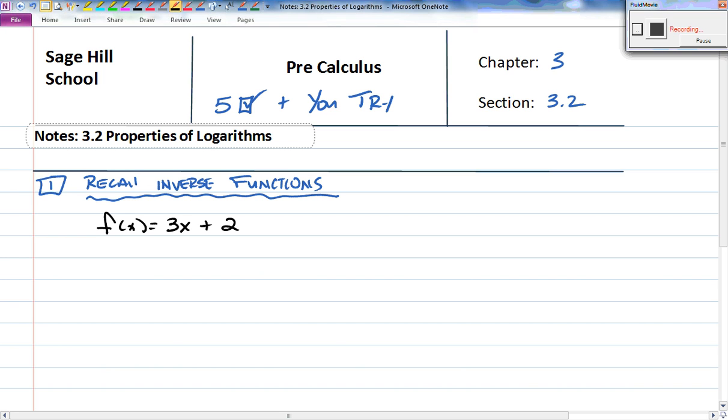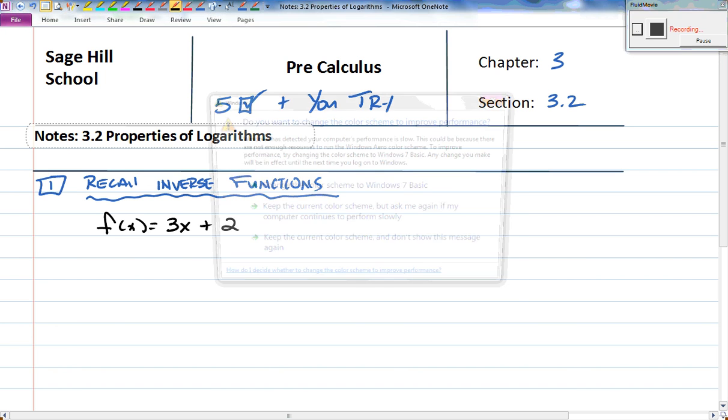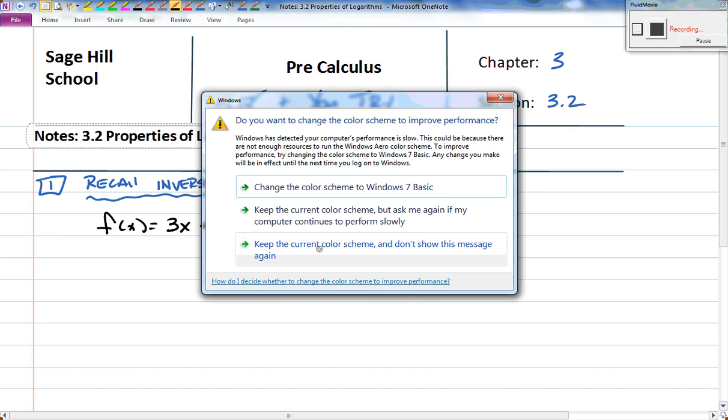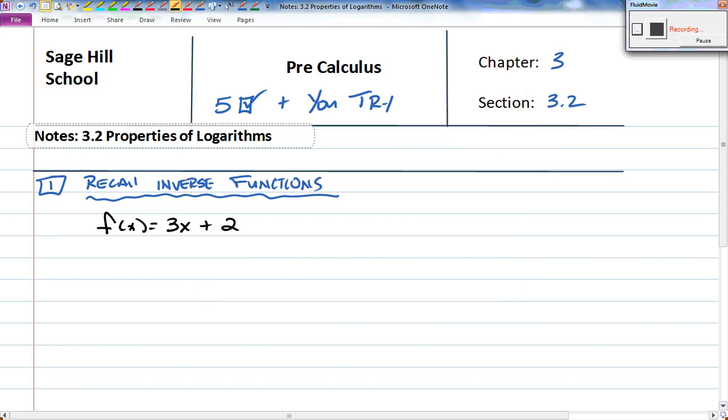Does this function pass the vertical line test? Yes, it does. How do you know? Because it's a line. Good. So if it passes the vertical line test, that means it's guaranteed to be a function. Does it pass the horizontal line test? Yes, it does, because after all, this is a line. So that implies that it has a what? Inverse. Bailey, very good.